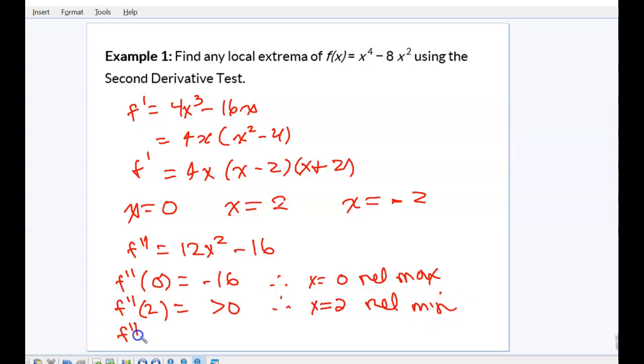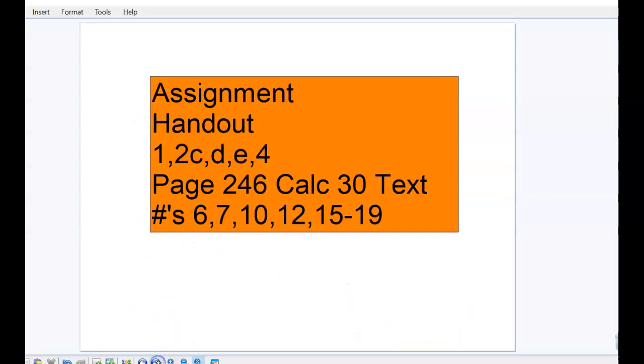And f double prime of negative 2. Again, negative 2 squared. Again, this is going to end up being positive. So therefore, x equals negative 2 is a relative min. So again, just another way to find local max and mins by using the second derivative.